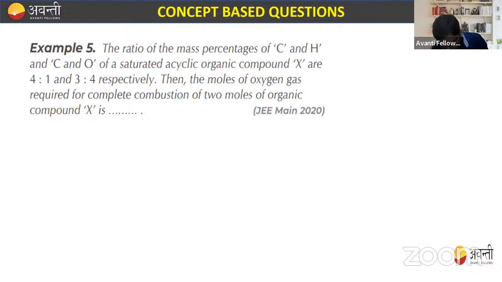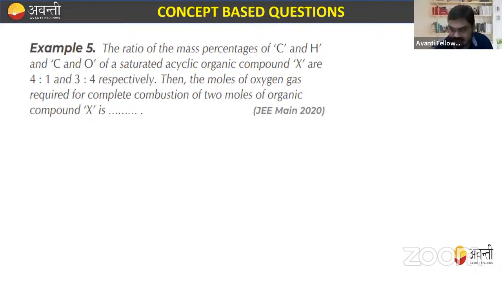In this question, the ratio of the mass percentage of C and X are already given. The ratio of the mass percentage of C to H and C to O of saturated acyclic organic compound X are 4:1 and 3:4. Then the moles of oxygen gas required for the complete combustion of 2 moles of organic compound X is?